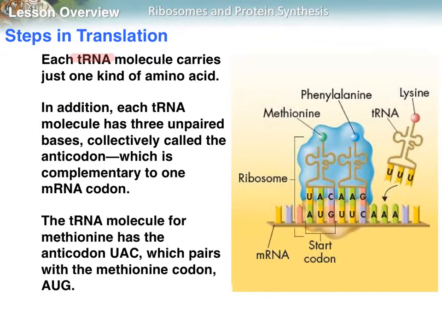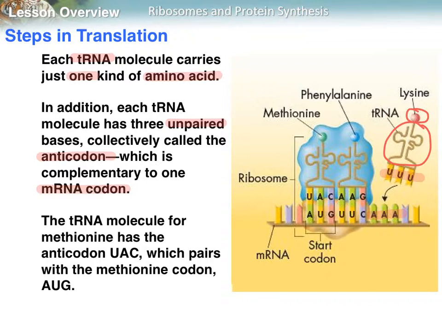Each tRNA molecule carries just one kind of amino acid. Also, each tRNA has 3 unpaired bases, which are called the anticodon, and the anticodon is complementary to the mRNA codon. So here's our tRNA with its attached amino acid, and down at the bottom is its 3 unpaired bases called the anticodon, and it will match up with the codon, the 3 bases on the mRNA.